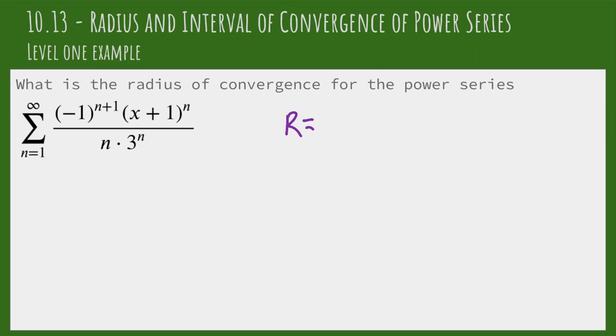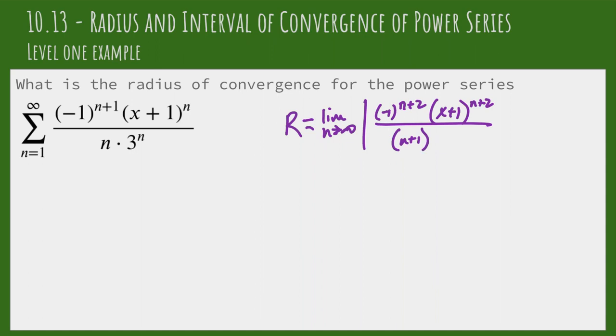So that's going to be r equals the limit as n approaches infinity. And remember, this is going to be the absolute value of the n plus first term over the nth term. And so the n plus first term I'm going to do first here. So it's going to be negative 1 to the n plus 2 times x plus 1 to the n plus 2 over n plus 1 times 3 to the n plus 1.